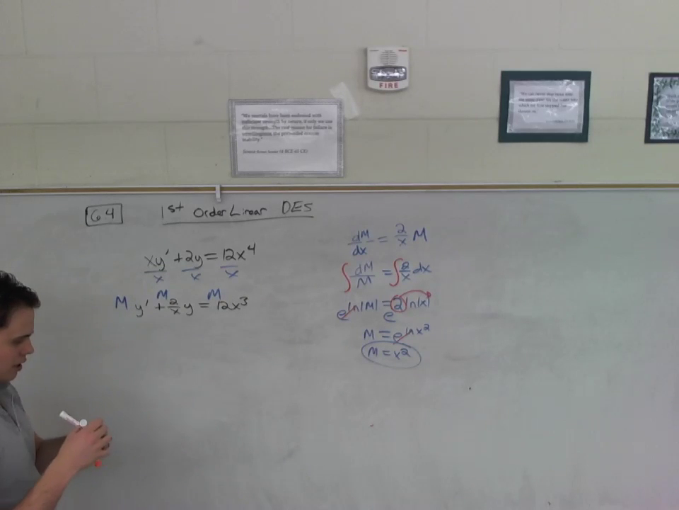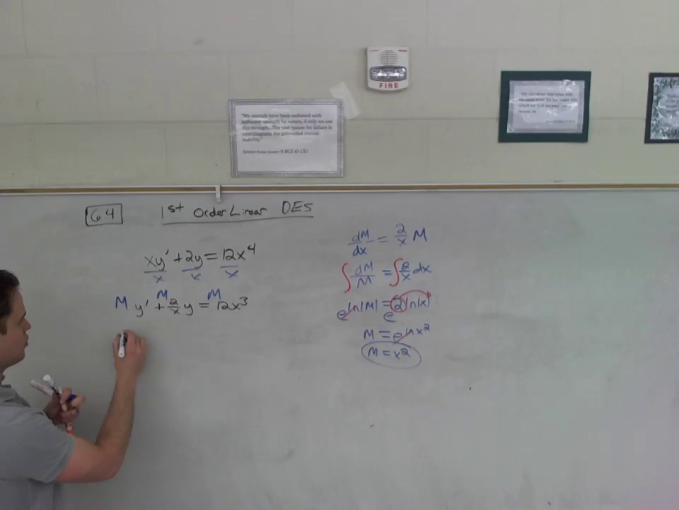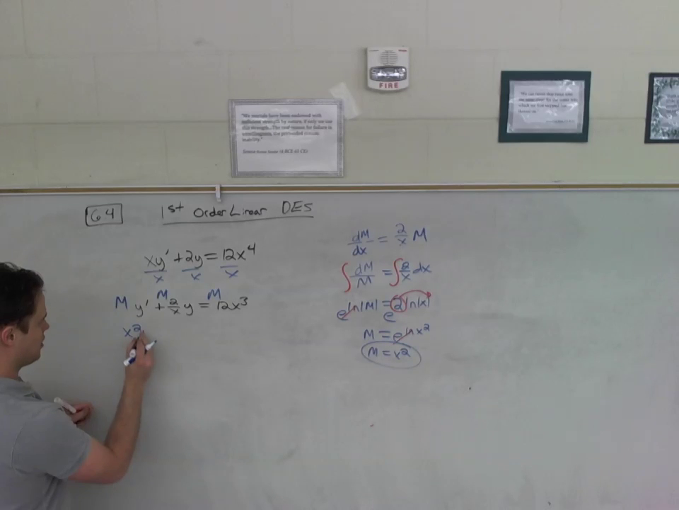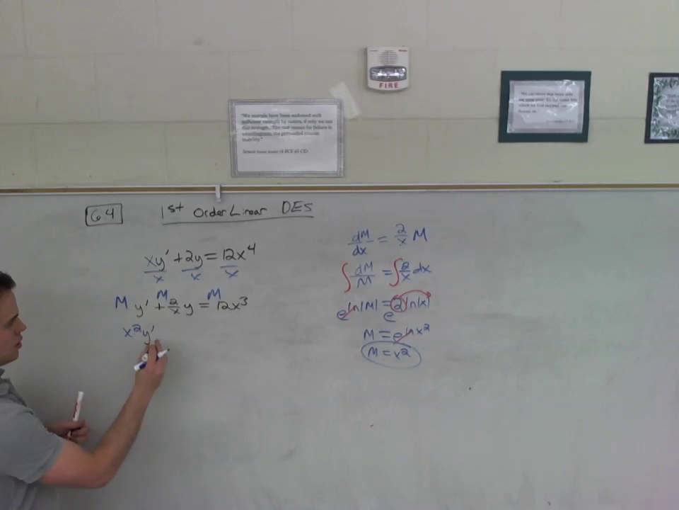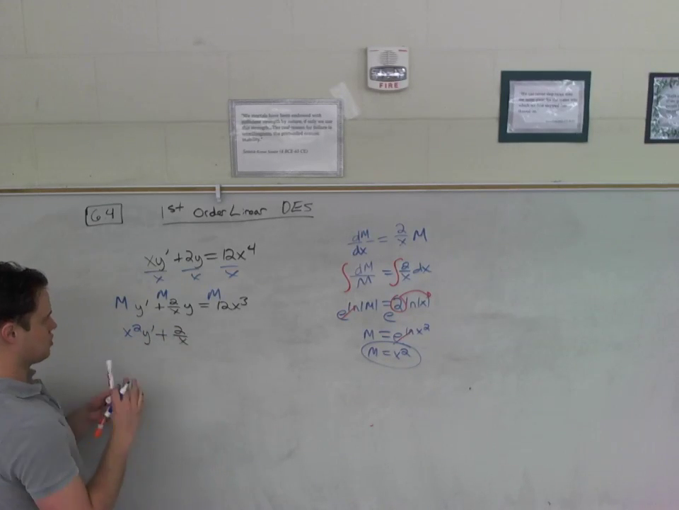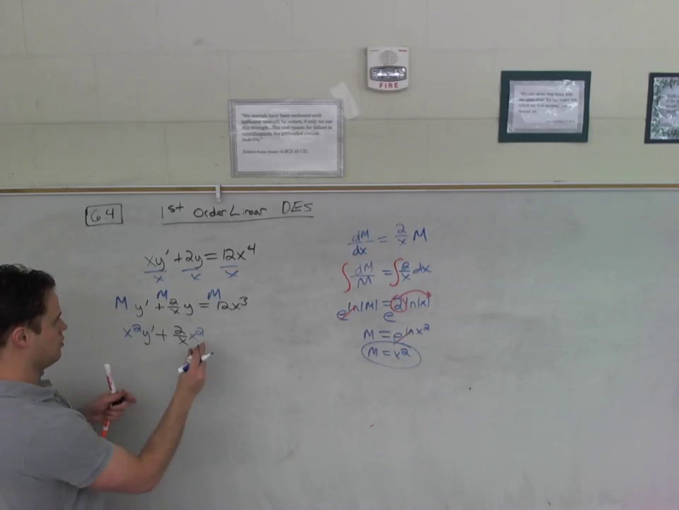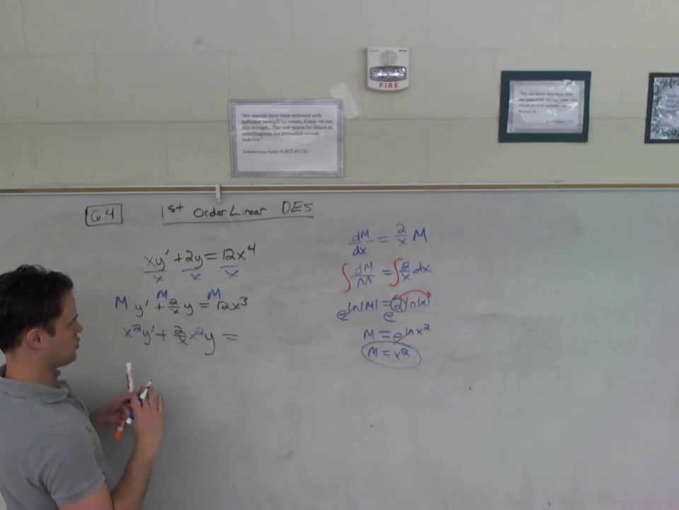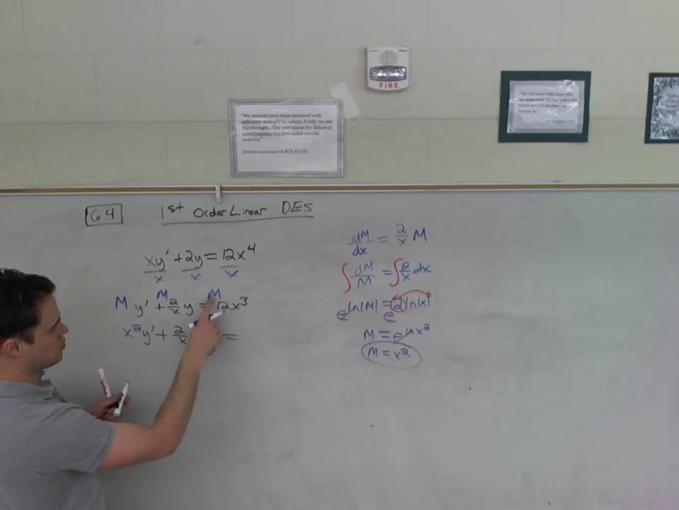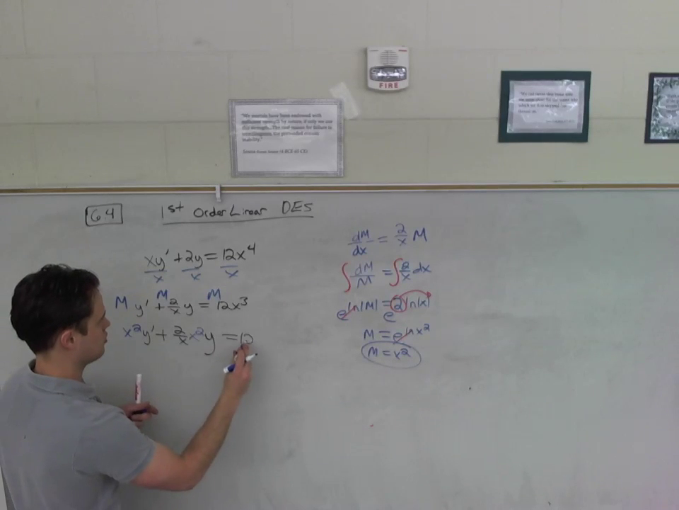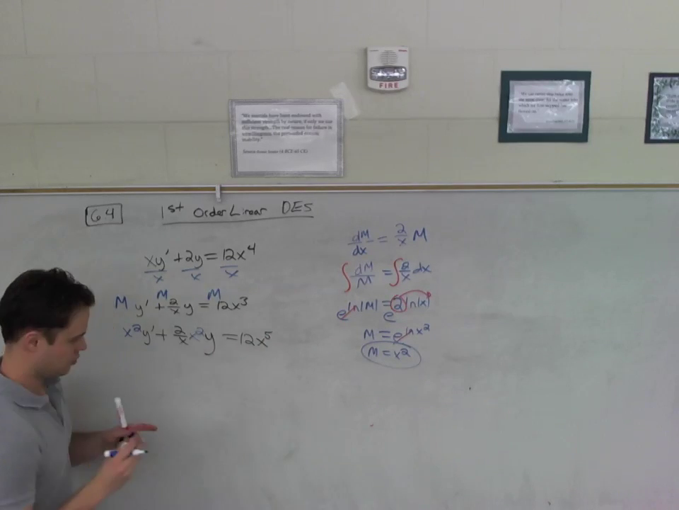So let's put m back in. I'll try to stay with my colors. So we're going to put x squared y prime, right? And then plus 2 over x squared y equals, what's going to be over here? X squared and x cubed is x to the 5th. 12x to the 5th.